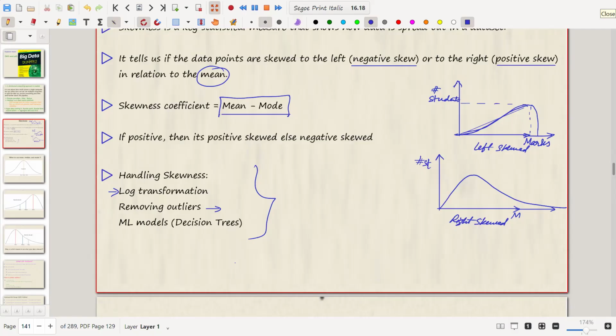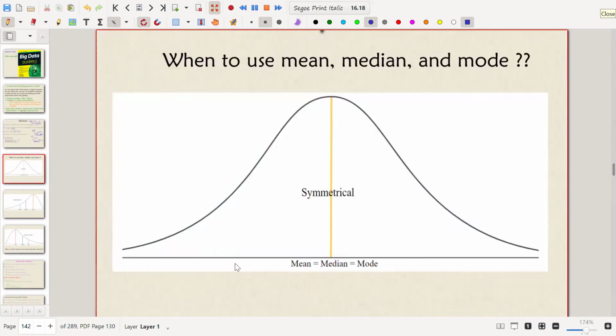You will learn in, I think, next semester more about this regarding ML models, how decision trees can be used to handle skewness. Fine. So this is about when to use mean, when to use median, when to use mode.